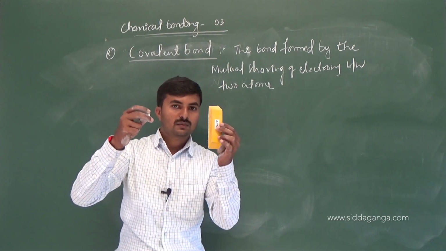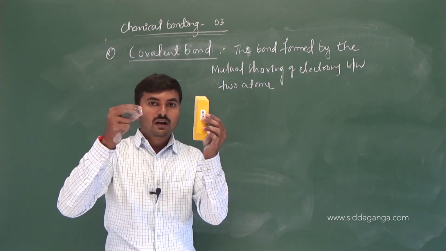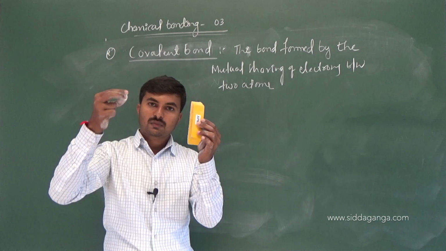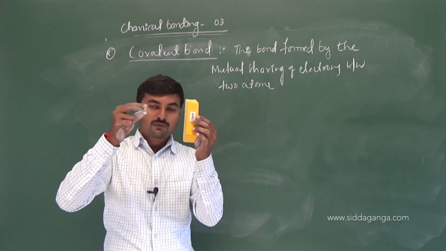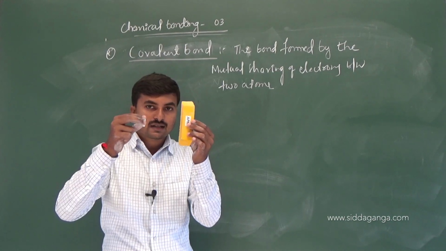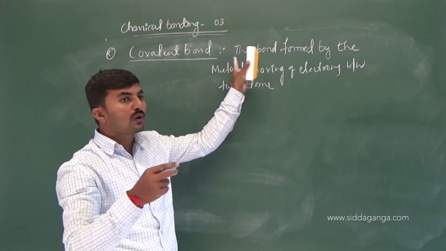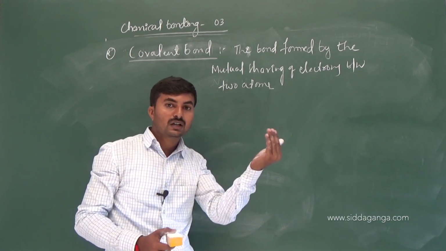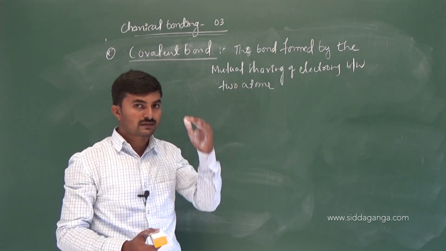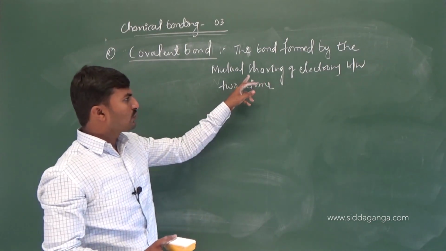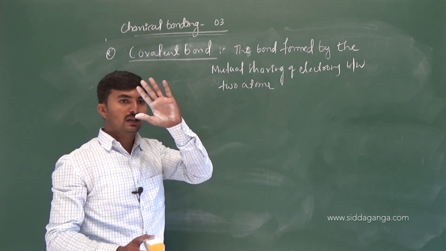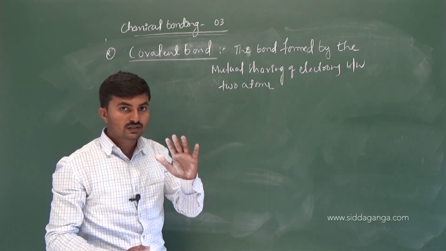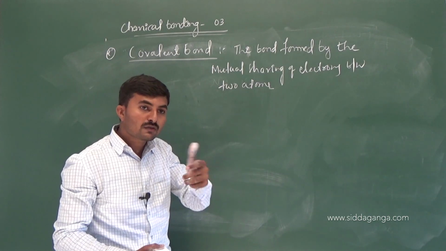If we consider these two atoms, if there is a mutual sharing of electrons by both the atoms, this atom can share its electrons and this atom can also share its electrons, thereby the formation of a bond takes place; that resulting bond is nothing but a covalent bond. Here in this bond there is no transfer of electrons, no loss of electrons, or no gain of electrons. Instead, the mutual sharing of electrons takes place. Here no electrons are transferred, no electrons are lost or gained. Instead, the electrons are shared in between the atoms.